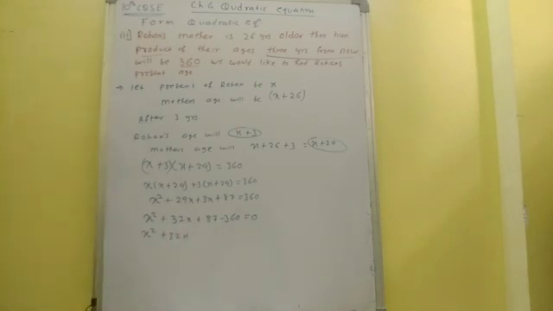So x square plus 32x. Now 360 minus 87 will be 273. Okay, minus 273. So this is the subtraction, and as 360 is the bigger number, we have this quadratic equation. Okay.